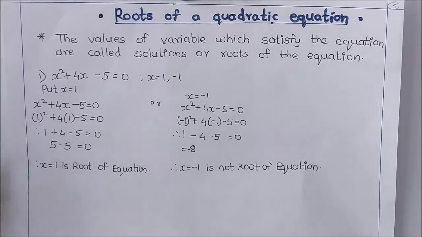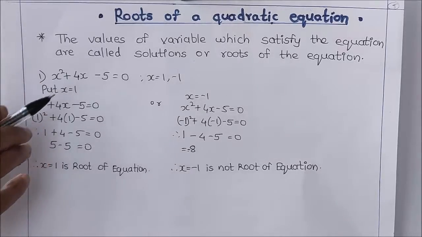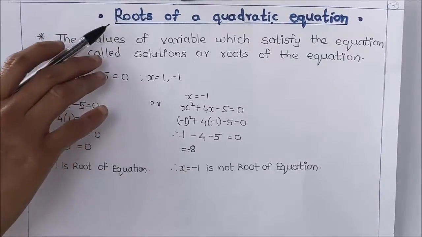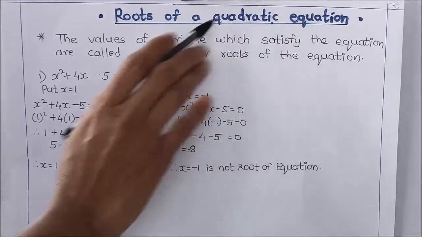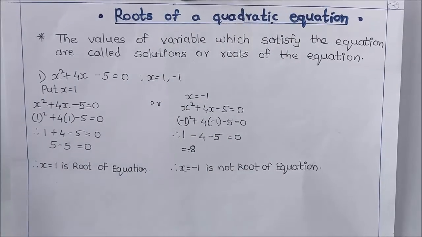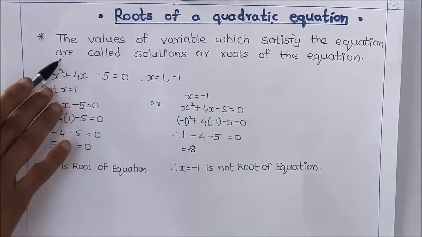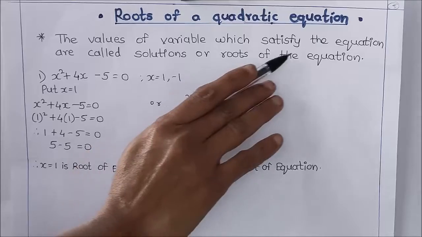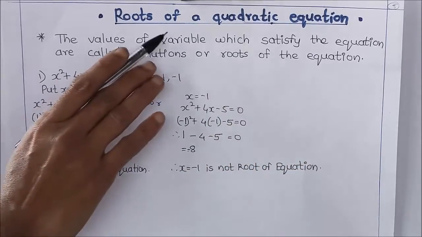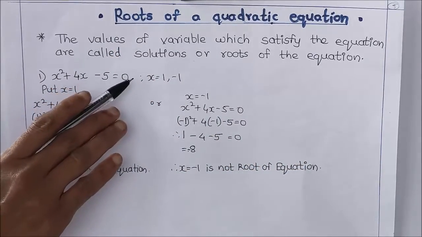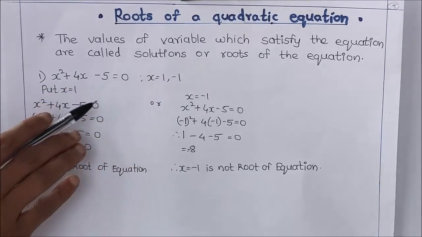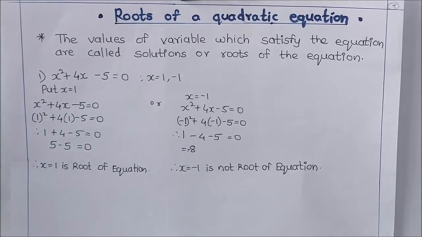Now, we have studied the general form of quadratic equation. We have equated with a, b, c. Now, we are going to see the roots of quadratic equation. What are the roots of quadratic equation? We can define it as the values of variable which satisfy the equation are called solutions or roots of the equation. The given value of the variable which satisfies the given equation is called the solution. When we solve an example, you will come to know.